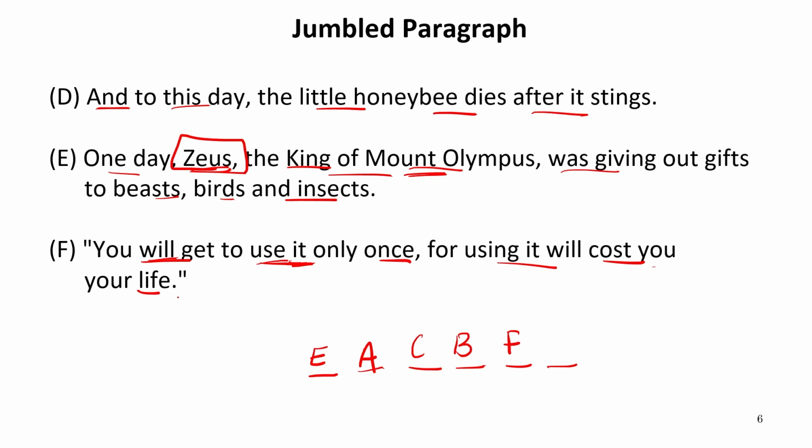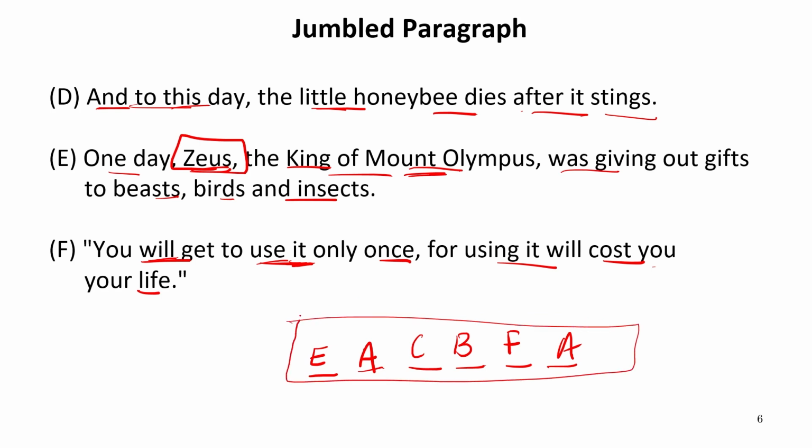Using it will cost you your life. And to this day, the little honeybee dies after it stings. So this is the custom which is still going on, that the honeybee dies after it stings. So the correct sequence should be EACBFD. This should be the correct sequence of this paragraph. Okay, sorry, this is not A, this is actually D. A is the second sentence and D is the last sentence.